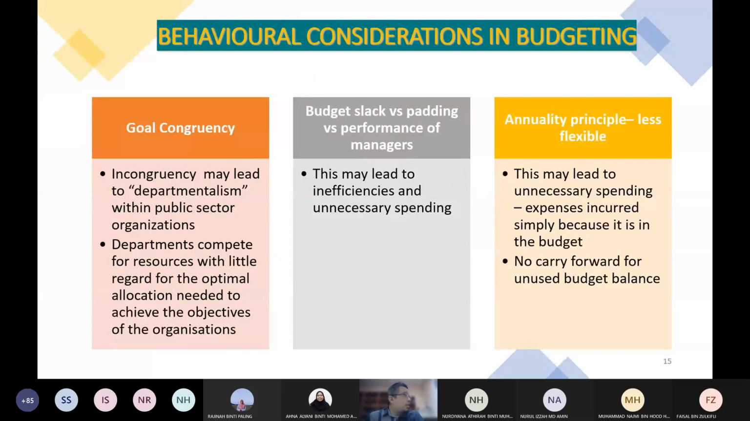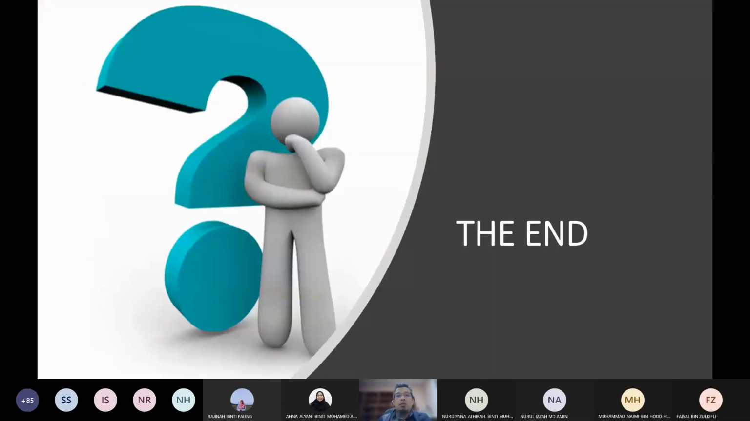Right, and then lastly, behavioral considerations, goal congruency. Incongruency may lead to departmentalism in departmental organizations. Departments compete for resources. Budgetary slack, and then the annuality principle. I think this was also mentioned before.